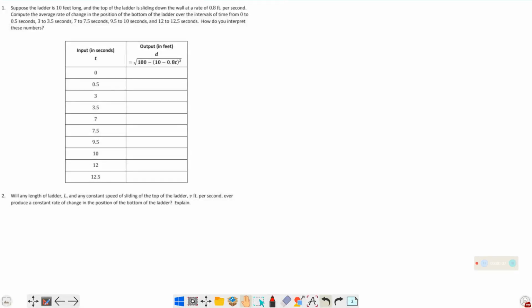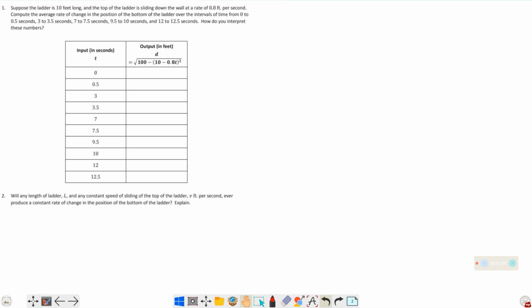Suppose the ladder is 10 feet long and the top of the ladder is sliding down the wall at a rate of 0.8 feet per second. Compute the average rate of change in the position of the bottom of the ladder over the intervals of time from 0 to 0.5 seconds, 3 to 3.5 seconds, 7 to 7.5, 9.5 to 10, 12 to 12.5 seconds. And how do we interpret these numbers?